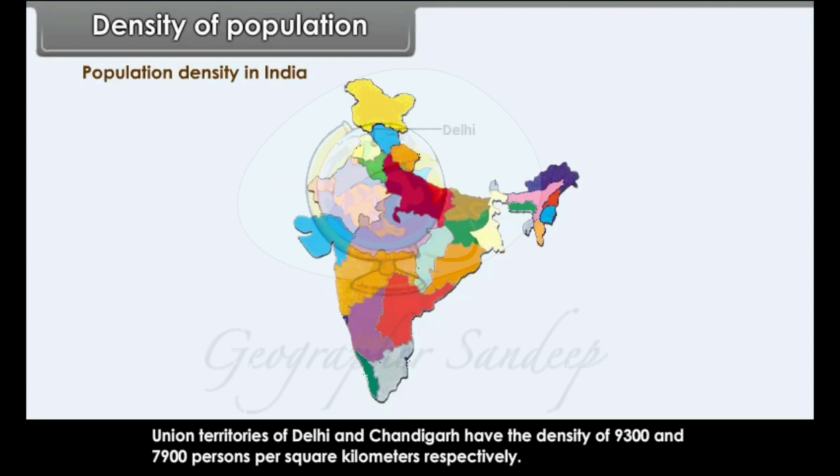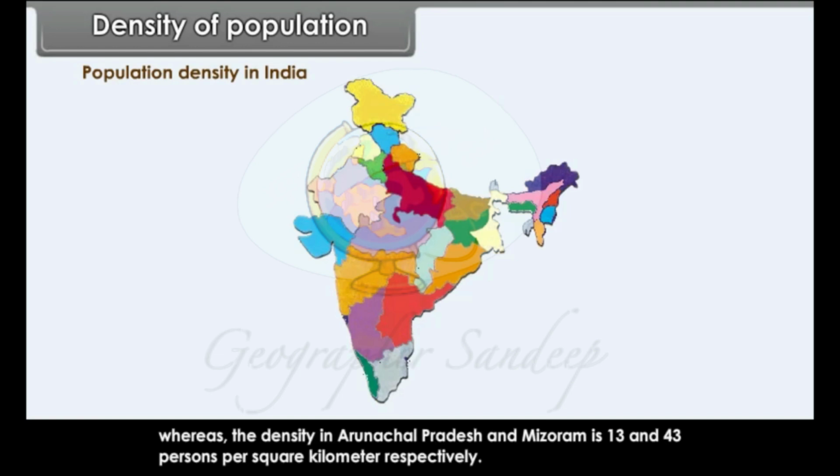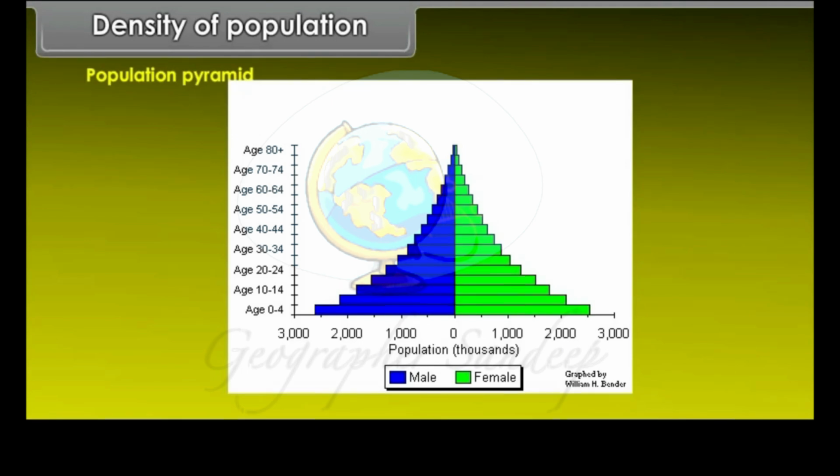Union territories of Delhi and Chandigarh have the density of 9,300 and 7,900 persons per square kilometre respectively, whereas the density in Arunachal Pradesh and Mizoram is 13 and 43 persons per square kilometre respectively.